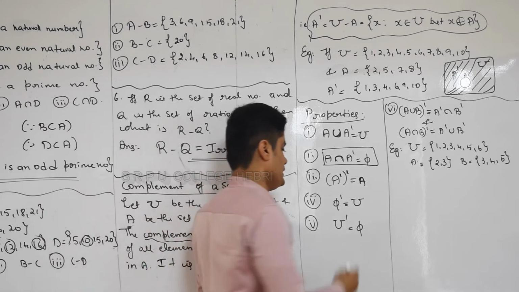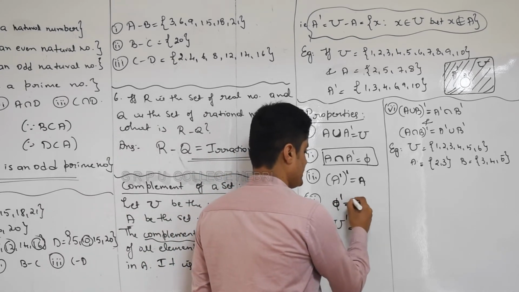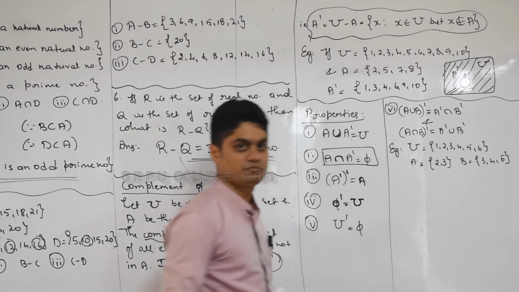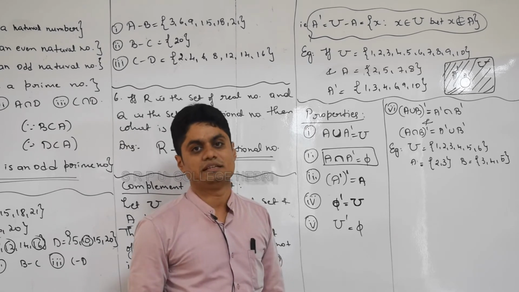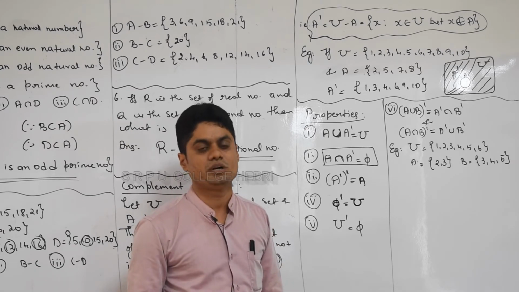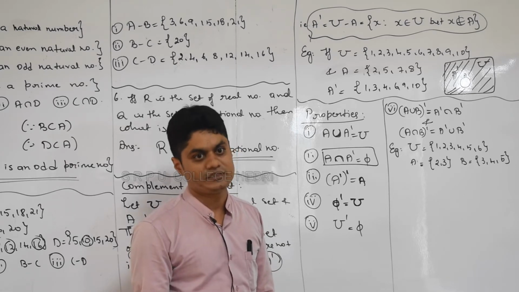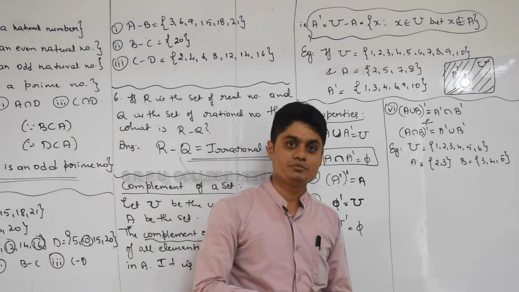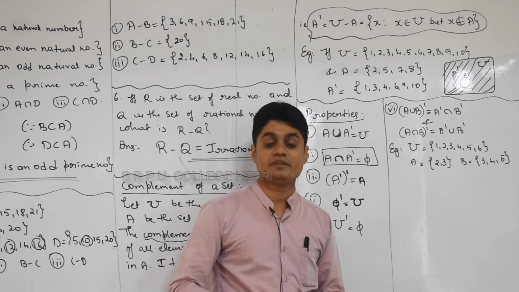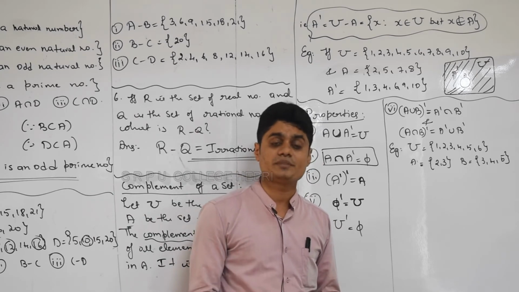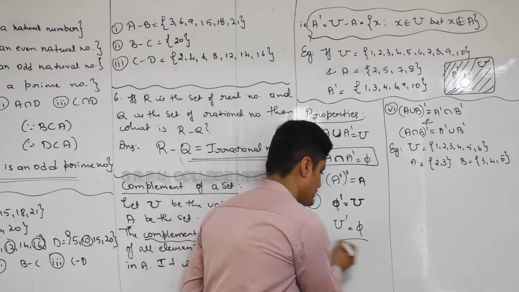Just remember that. When you take the complement of a null set, it is a universal set, because nothing is there to remove from the universal set. If you take the complement of the null set, you will get the universal set back. Complement of the universal set, remove everything from the universal set. What is remaining in the universal set? Nothing. So it is the null set.